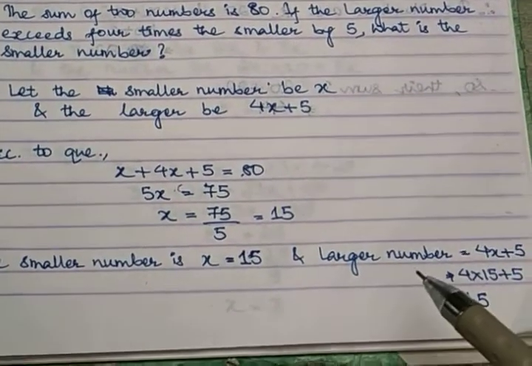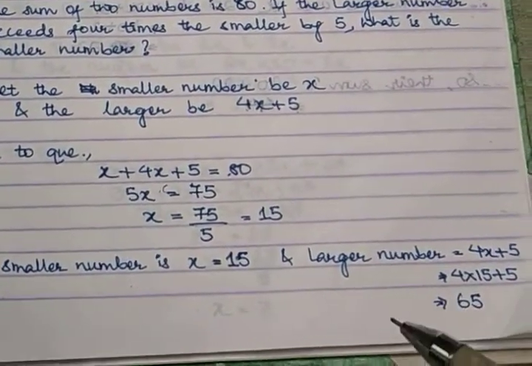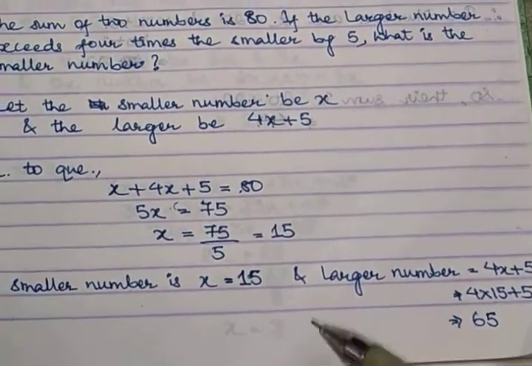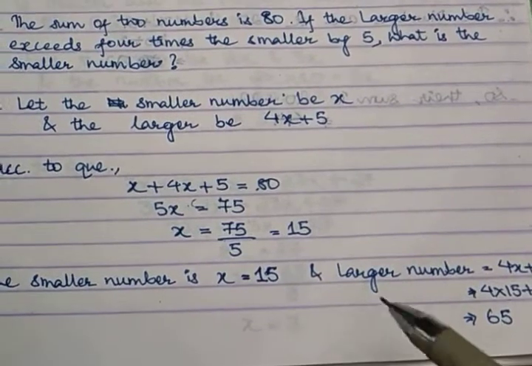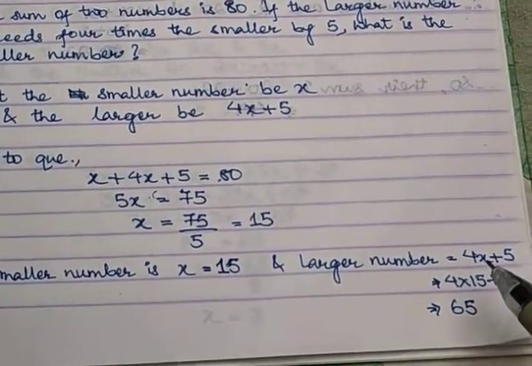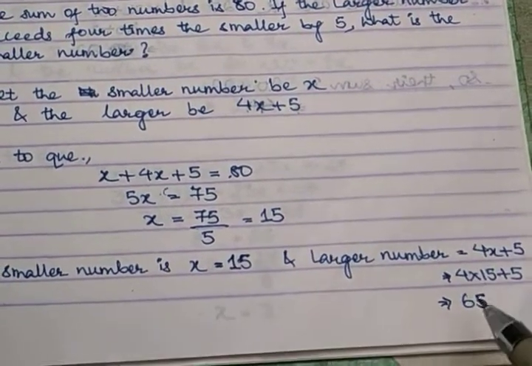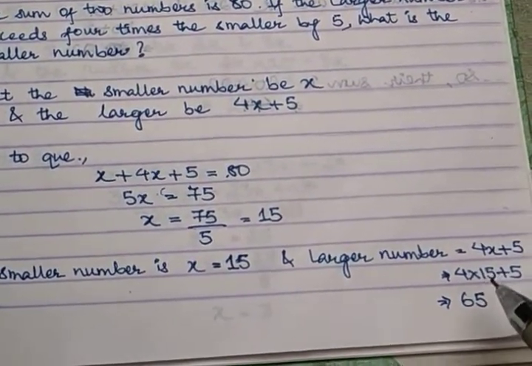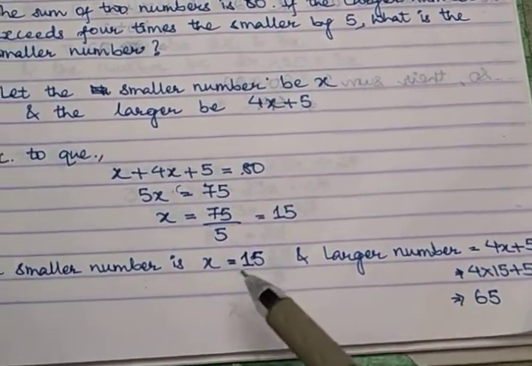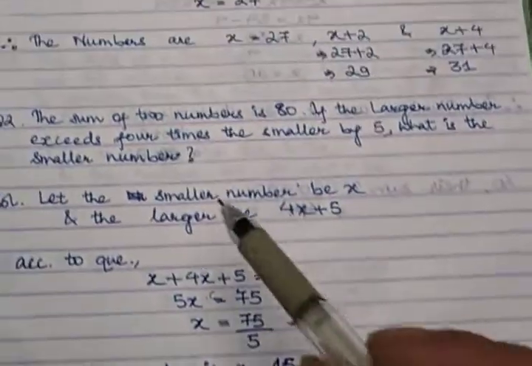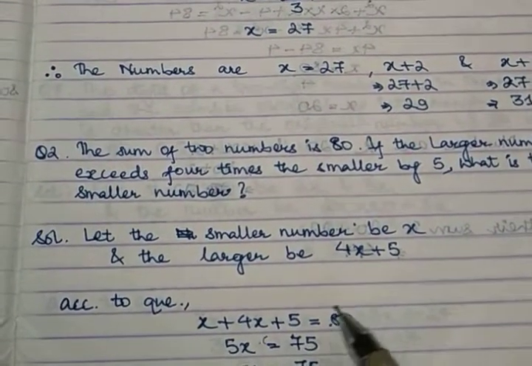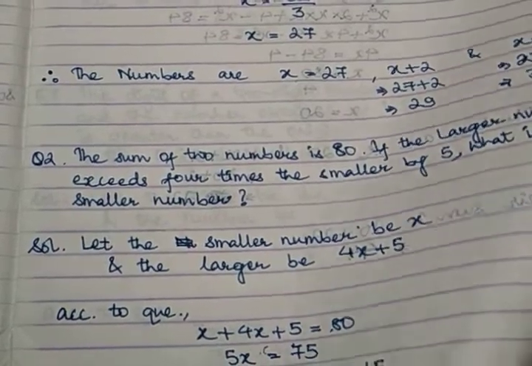So here I have shown you the larger number as well, just in case you want to check whether your answer is correct or not. Take the larger number as well, because we know if we add these two we'll get 80, isn't it? So therefore the larger number is 4x plus 5. So I have substituted the value of x that I got from the equation in the assumption. See, 4 into 15 plus 5. So 4 into 15 is 60. 60 plus 5 is 65. So 65 plus 15 is 80. So what was our condition? The sum of two numbers is 80. See, okay. So this is how the word problems are done.